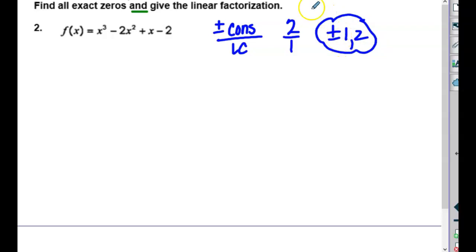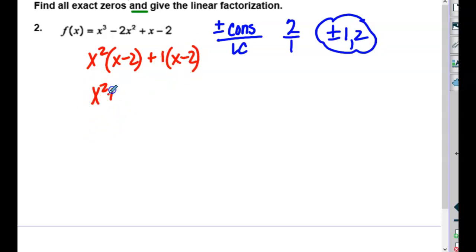Does anybody see what we could do if we didn't want to graph this? This actually factors. Okay? If you take out an x squared out of the first 2, and then you take a 1 out of the second 2, you get x squared plus 1 and x minus 2. But if you graphed it, did anybody graph it yet? I think it should have a real 0 at 2.